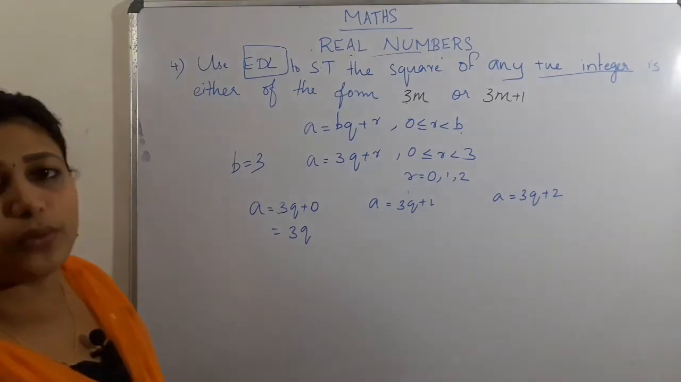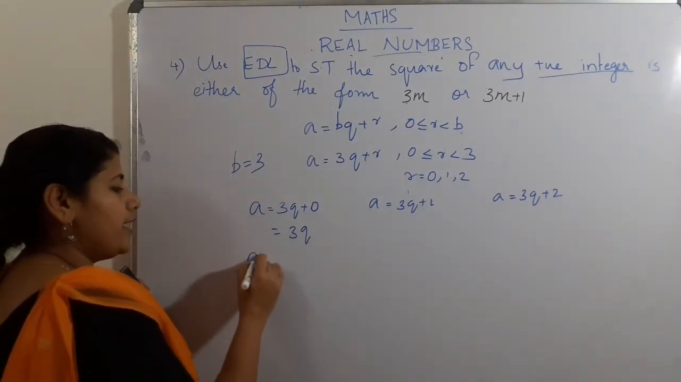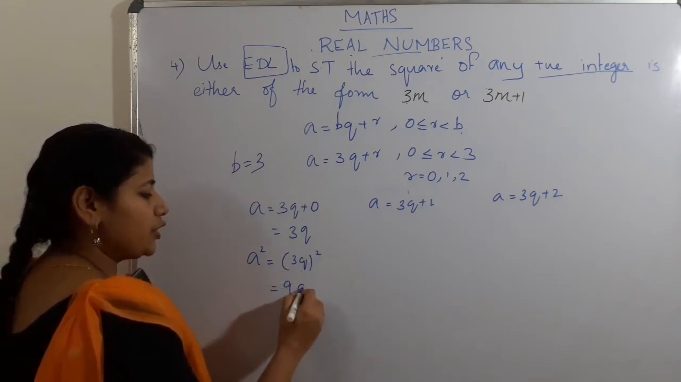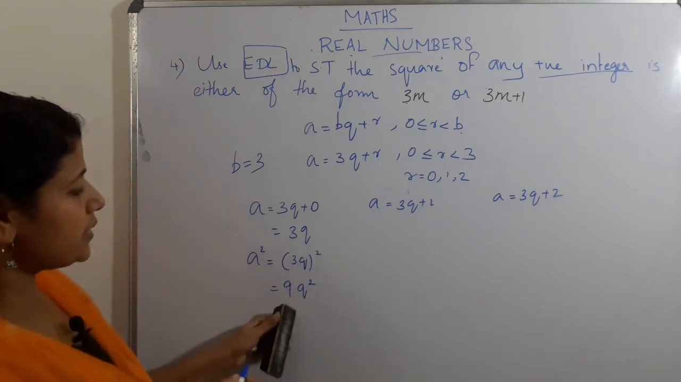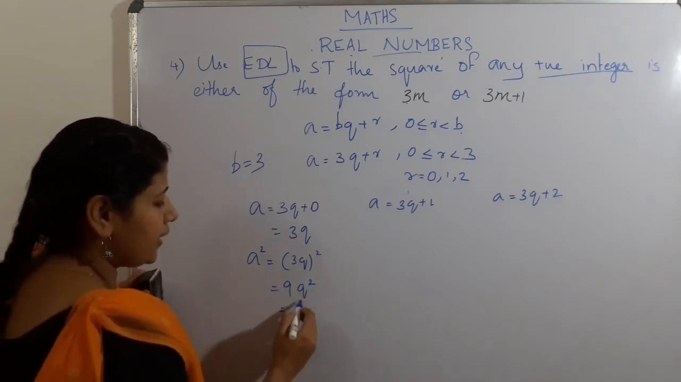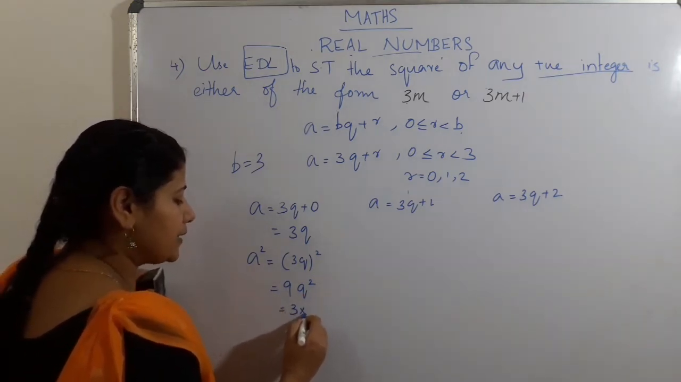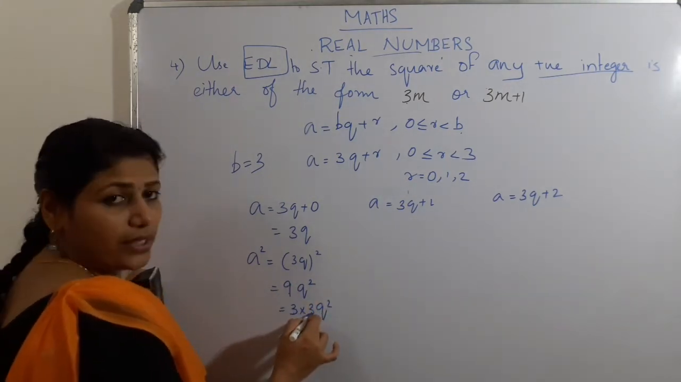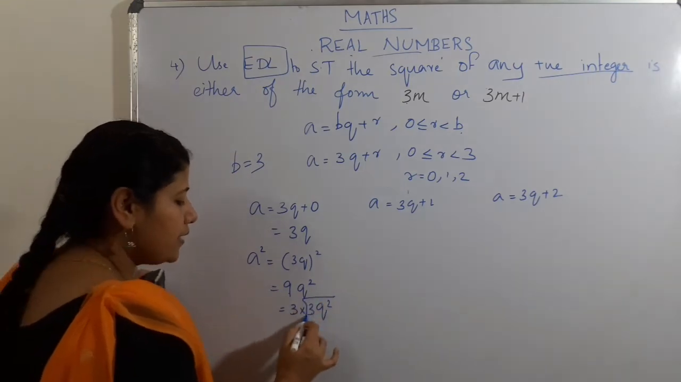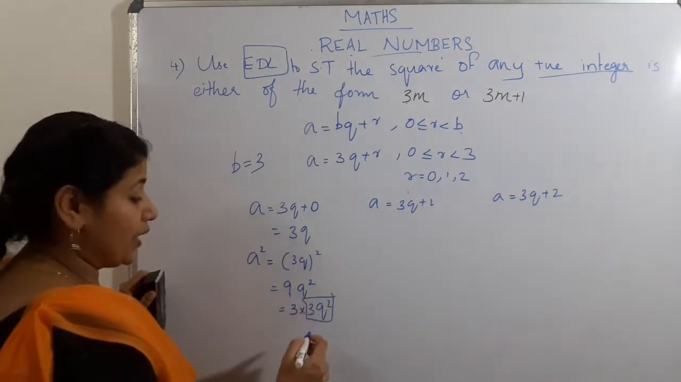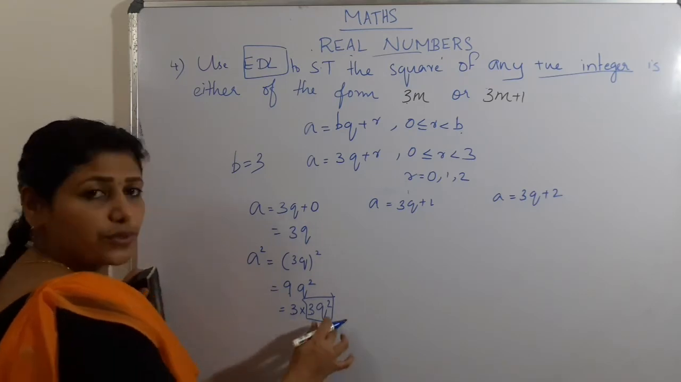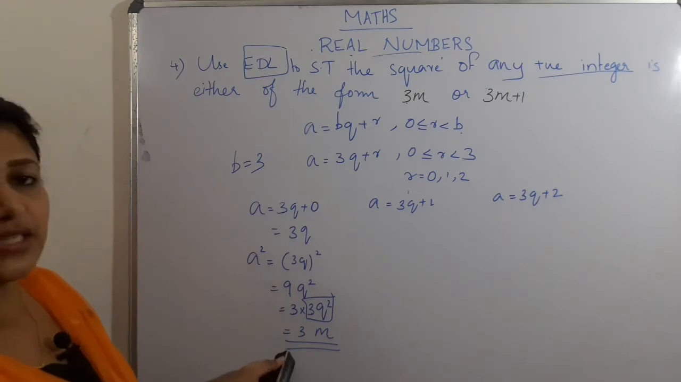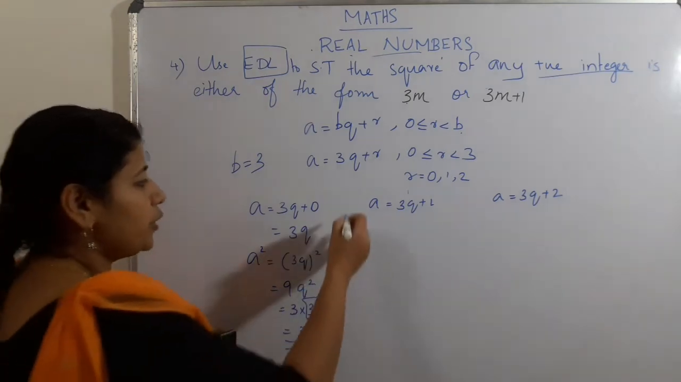Next we want to find out the square of this number. We are just squaring. a square equal 3q whole square. It will become 9q square. 9q square can be written as 3 into 3q square. Am I right? 9 can be written as 3 into 3 and this q square. So instead of this 3q square, we are substituting m. Then it will be 3m. So the first condition is okay. Move on to the next condition.